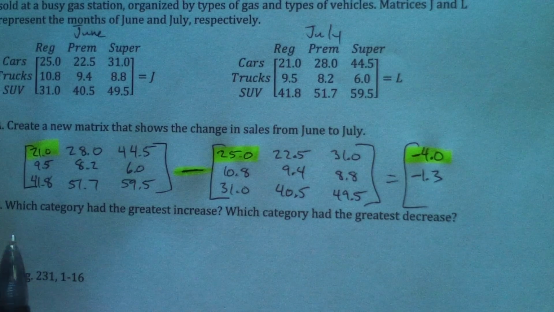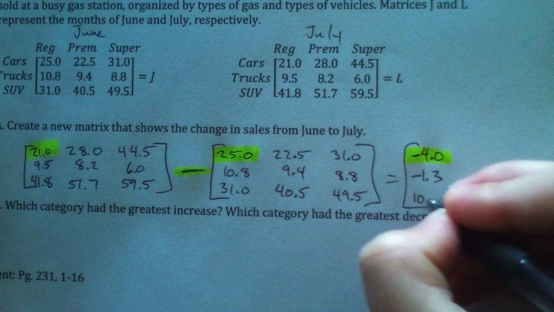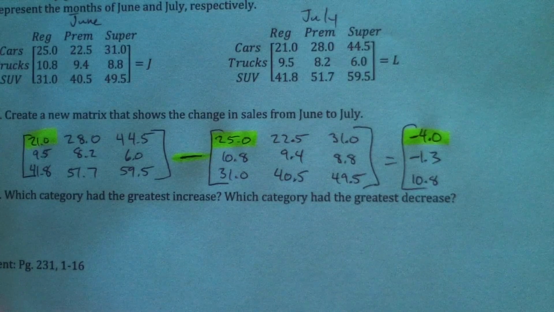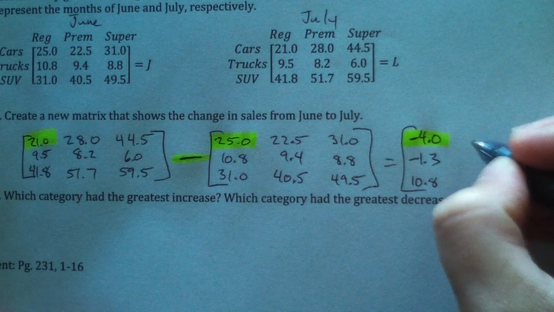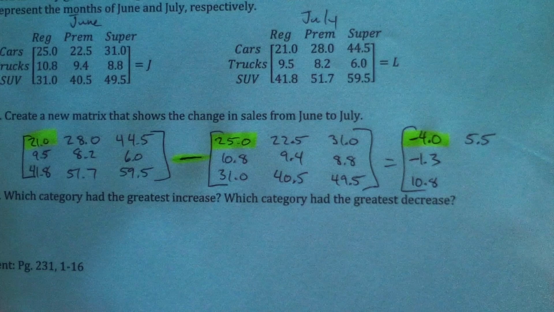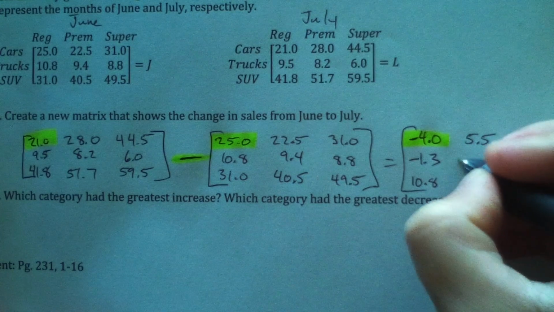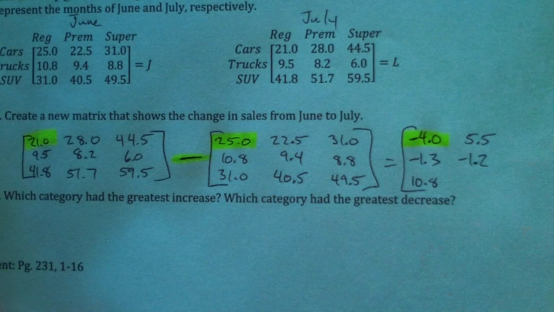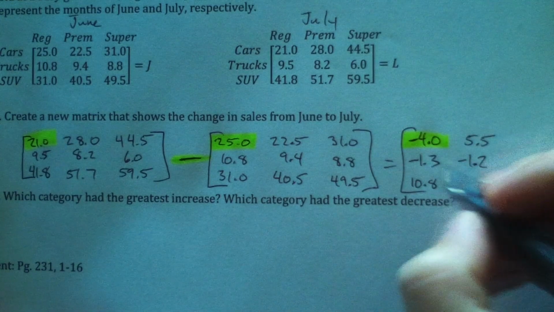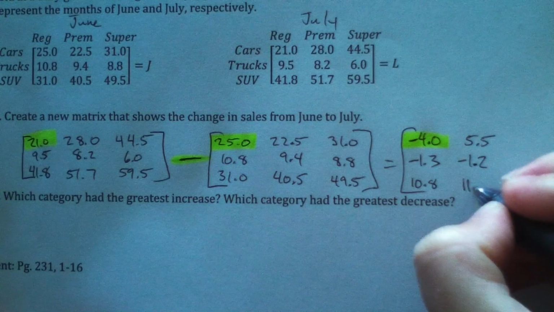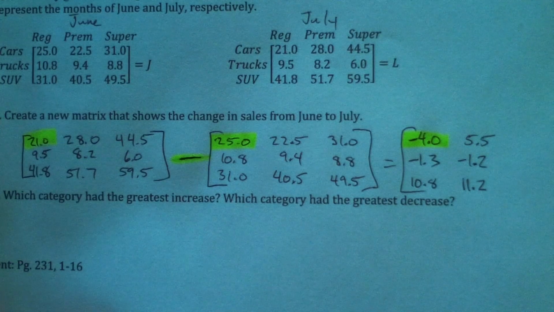Okay, so for part B, they want us to answer some questions about that. Which category had the greatest increase and which category had the greatest decrease? Let's start with increase. Which one increased the most? Looking at our numbers there, which one's the biggest basically? The 13.5, right? So that one would be our biggest number out of those. Now referencing back to what that actually means in terms of our matrices, the 13.5? It's in the upper right hand corner. Super and cars. Yep, so you just follow over there. Cars. Super is upper right hand corner.